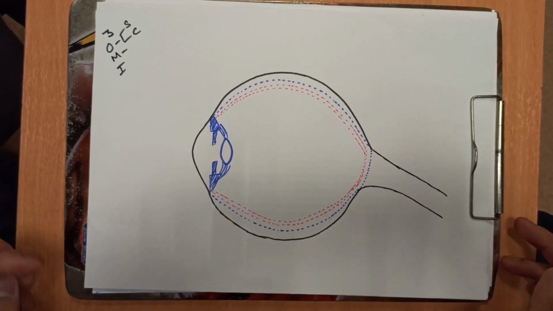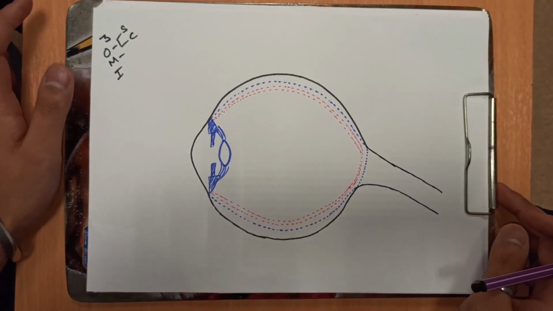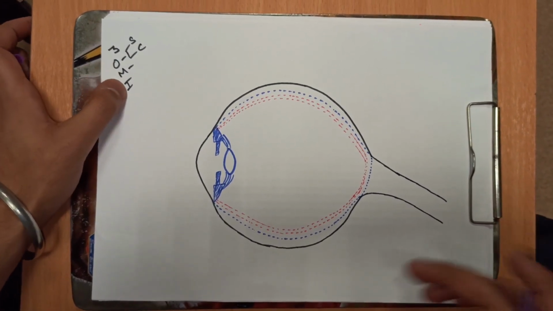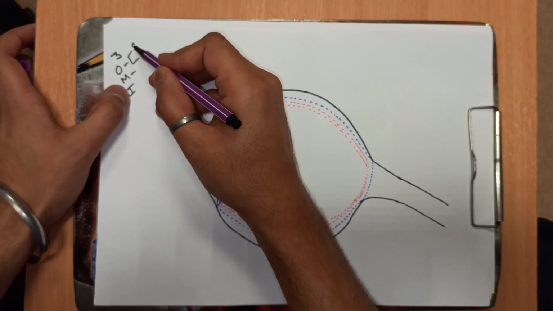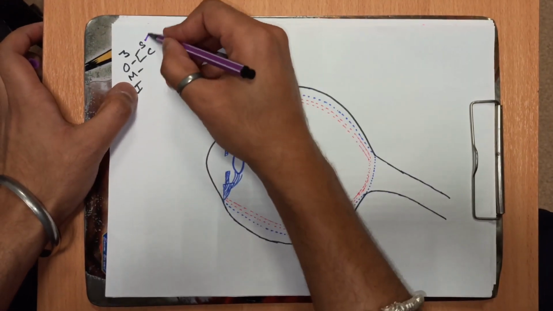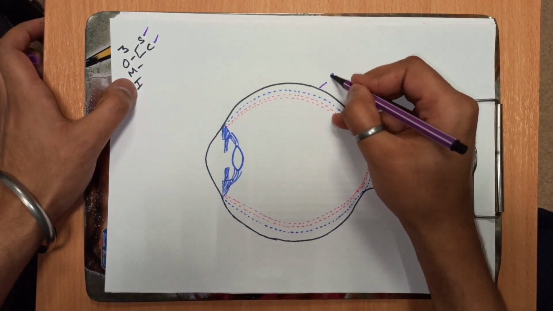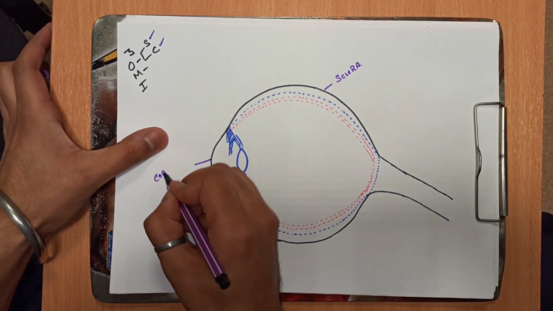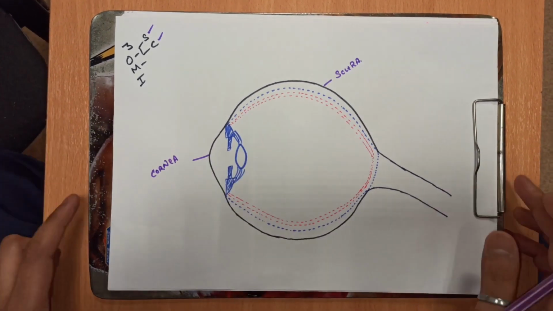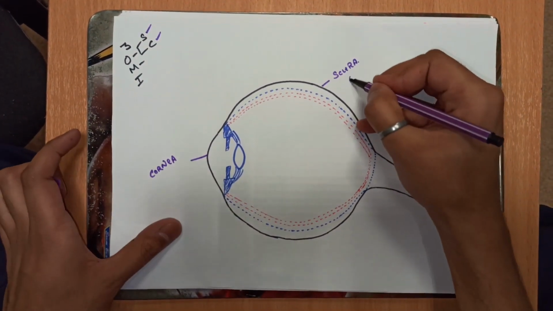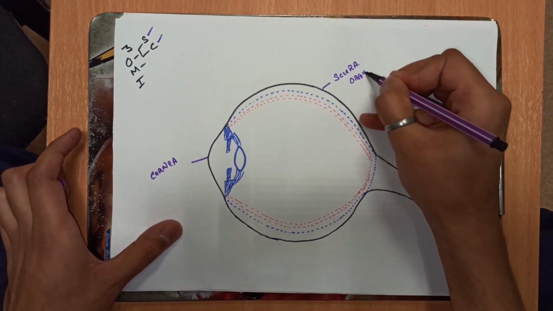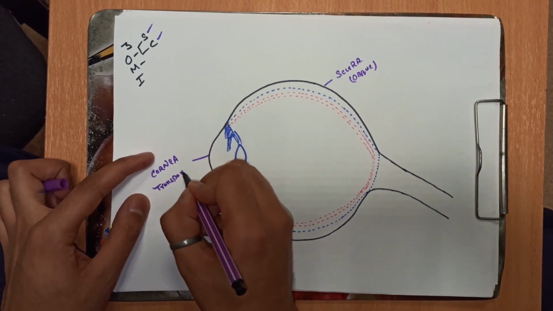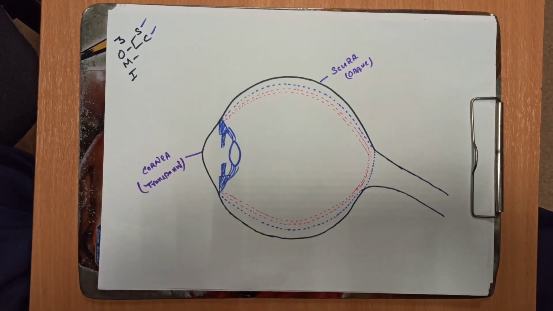So welcome guys. In the previous video we have studied that there are mainly three layers of the eyeball: the outermost, the middle and the innermost. We have studied that the outermost layer consists of two parts, the sclera and the cornea. This is sclera and this is cornea. In the previous video I have already told you that sclera is somehow opaque whereas cornea is transparent.